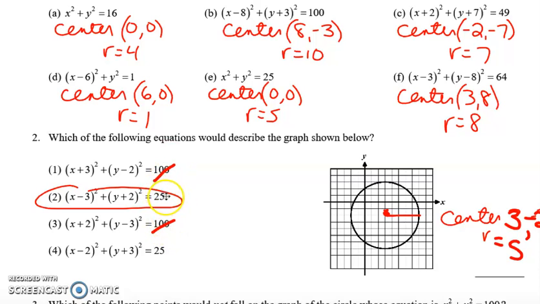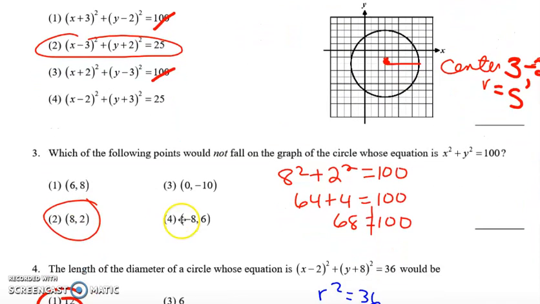The number on the right is the radius squared, so that has to be 25. And then remember my center was positive 3, negative 2. So the numbers that go next to the x and the y have the opposite signs of what this center actually was. So this answer is choice 2.